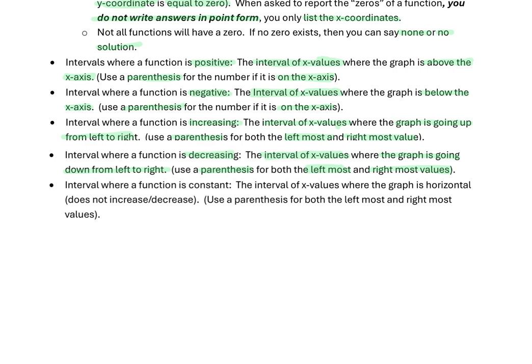And then we talked about where a function is constant. Remember, a function is constant. We want to list the x values where the graph is horizontal. It does not increase or decrease. It does not go up or down. And remember again, we have to use parentheses for the leftmost and rightmost values.